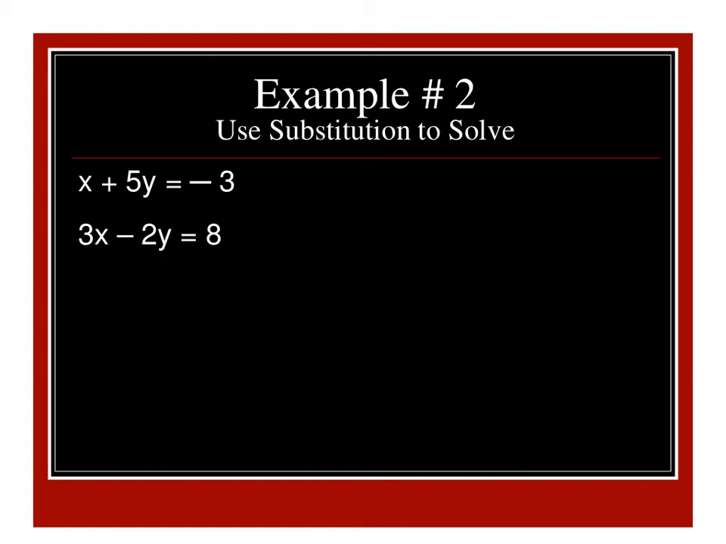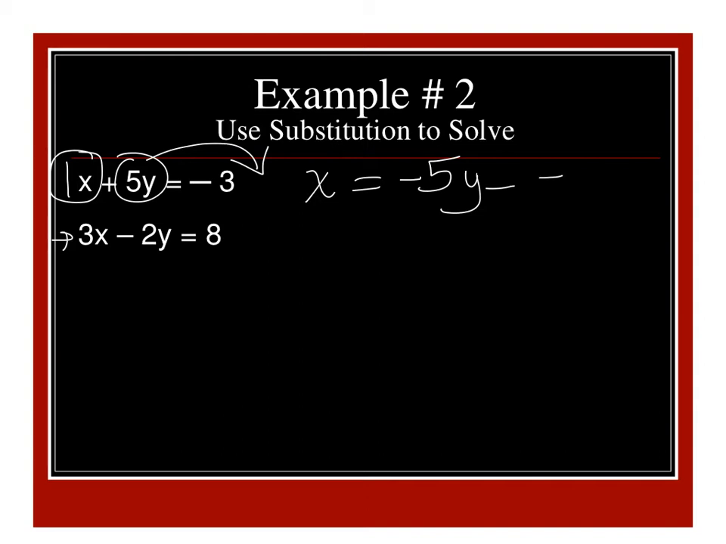Alright, so here's our next problem. Not as easy as the last one. Basically, you're going to use substitution when you have a variable with a coefficient of positive 1 or negative 1. If you look at these, I have a 1 in front of my x here, a 5 in front of my y, a 3 in front of my x in the second equation, and a negative 2. I want to solve for the one that has the 1 in front of it. So to get that x by itself, I have to move this over.